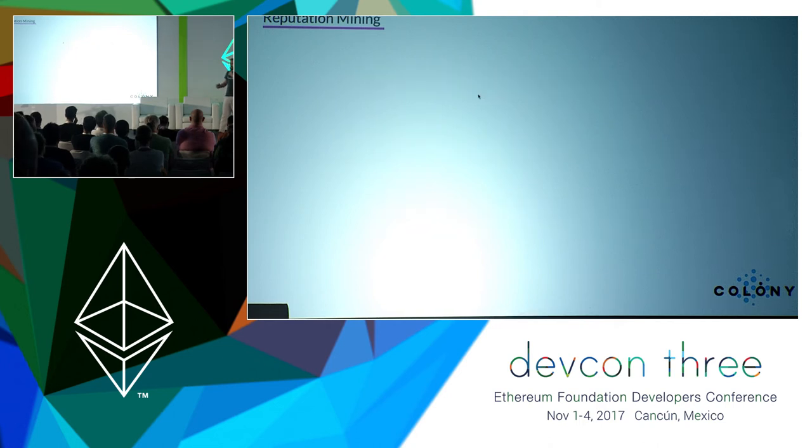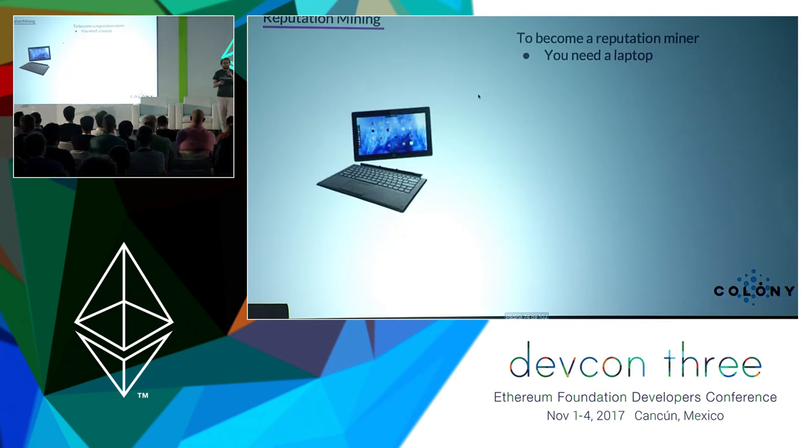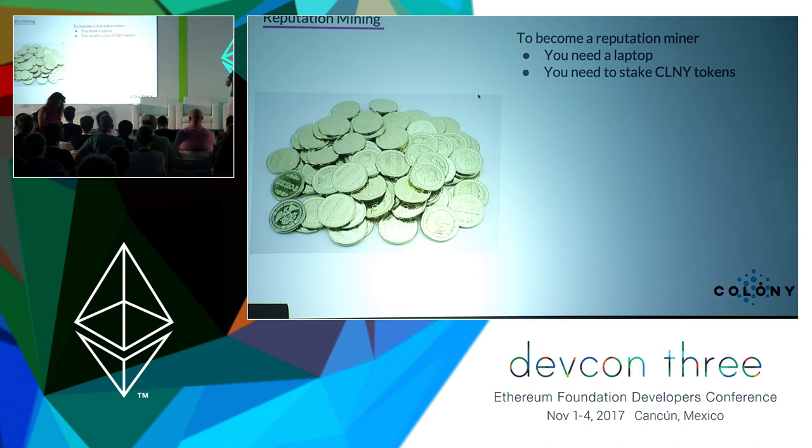So suppose you want to take part in reputation mining. You just simply set up your mining farm. Actually, no, you just take your laptop, all you need. It's a small calculation in the off-chain world. It's only hard in the context of Ethereum. You need to stake some tokens. Our colony tokens are needed to become a miner.